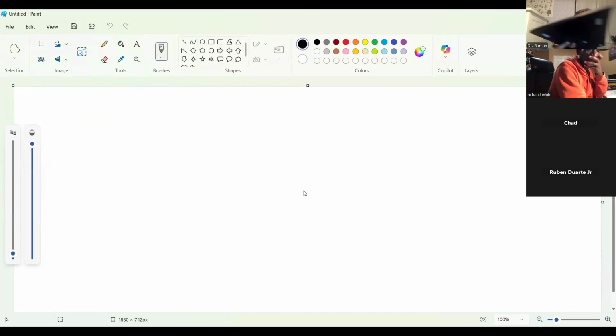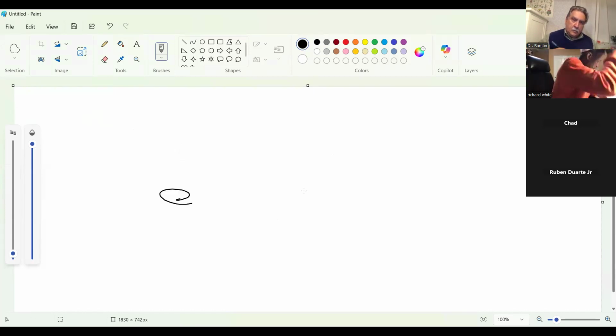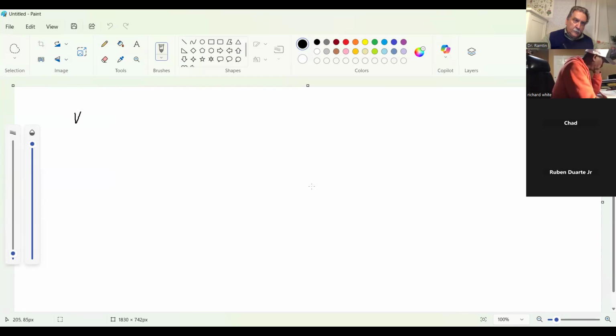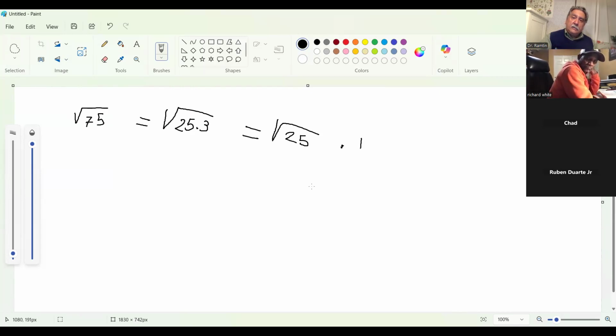It asks you to find the square root of 75 on page 266. 75 is the same as 25 times 3, which is the same as, I can separate these because they have the same square root, the square root of 25 multiplied by the square root of 3.